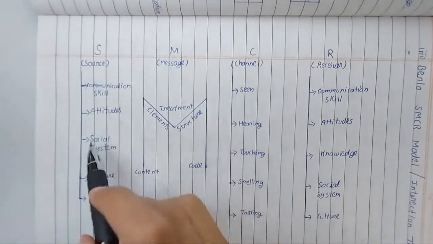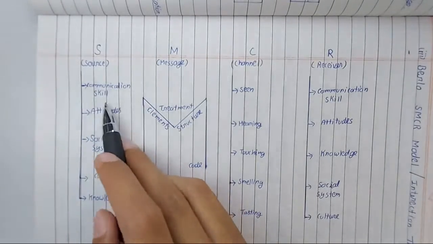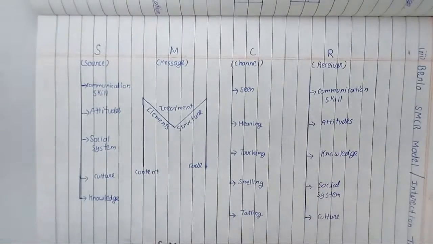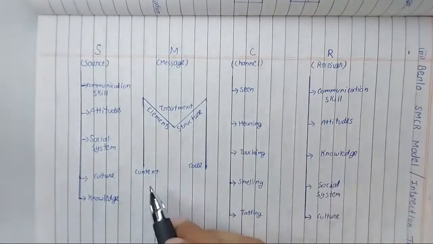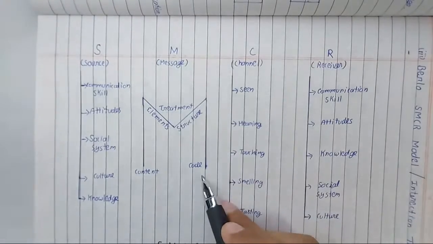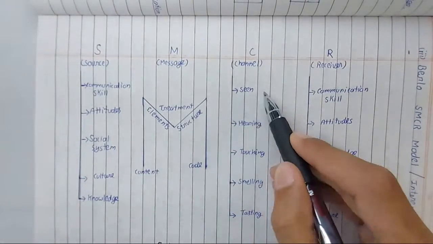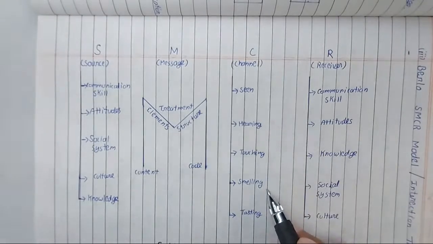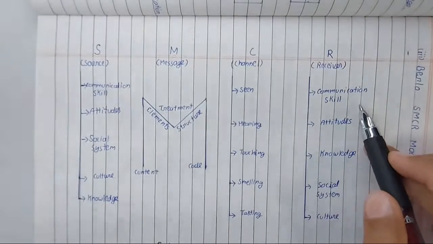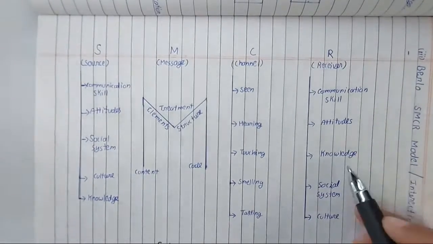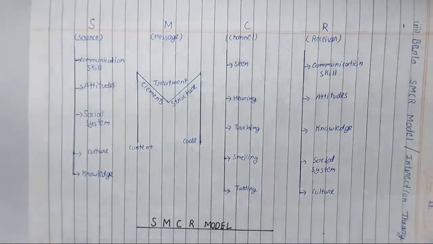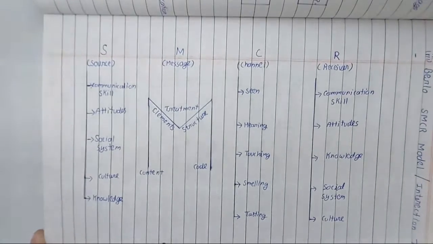First, S: communication skill, attitude, social system, culture, knowledge. Here M, message: content, element, treatment, structure, code. Channel: seeing, hearing, touching, smelling, tasting. R, receiver: communication skill, attitudes, knowledge, social system, and culture. This is the chart of the SMCR model.